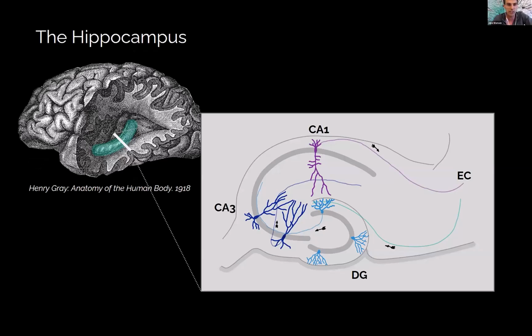And so everyone will know about the hippocampus. It's a sausage. It's a sausage in the middle of your brain. Oh, sorry. Can you see my pointer, right? Oh, yeah. So the sausage in the middle of your brain here.